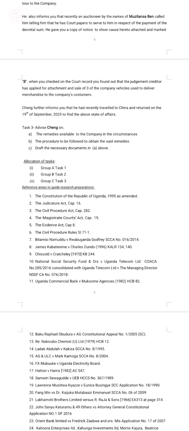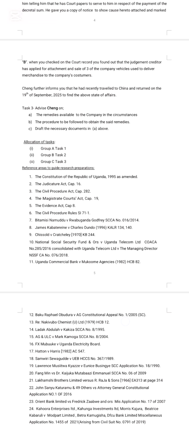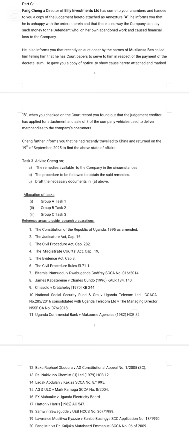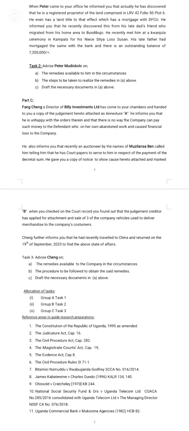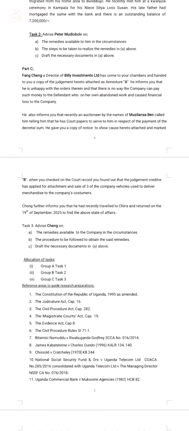When you checked on the court record, you found that the judgment creditor has applied for attachment and sale of 3 of the company vehicles used to deliver merchandise to the company's customers. Cheng further informs you that he had traveled to China and returned on the 9th of September to find the above state of affairs. Advise Cheng on the remedies available in the company's circumstances, the procedure to be followed, and draft the necessary documents. So basically, here we are looking at stay of execution.